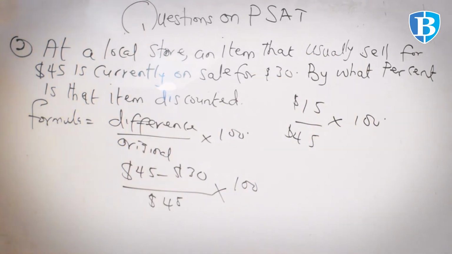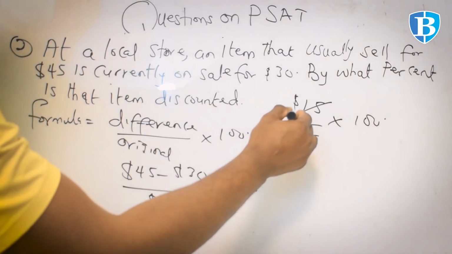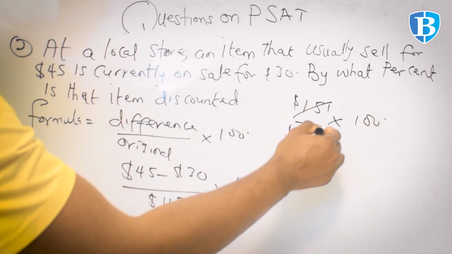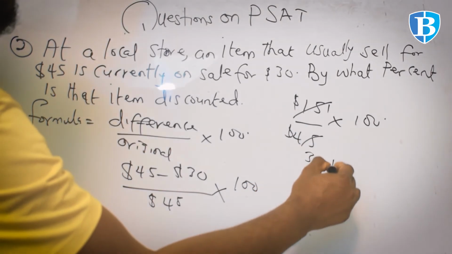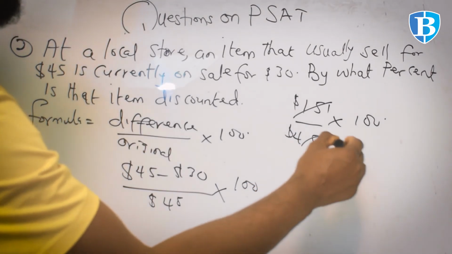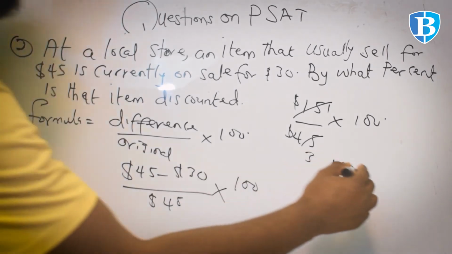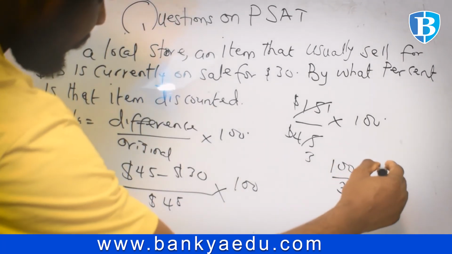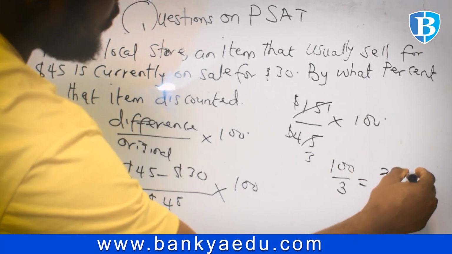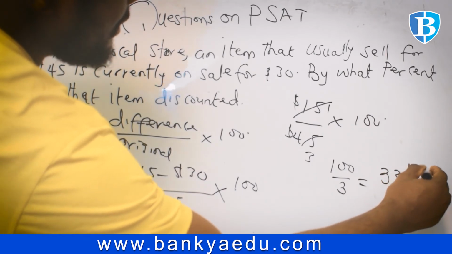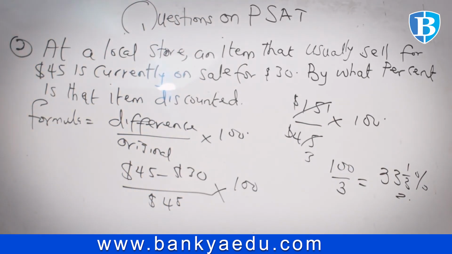We are trying to look for the percent. By what percent is that item discounted? Very good. If you divide, 15 divided by 15 is 1, and 45 divided by 15 is 3. Then you have 100 over 3. If you find 100 divided by 3, that gives us 33 and one-third percent. That is the answer for this kind of question.